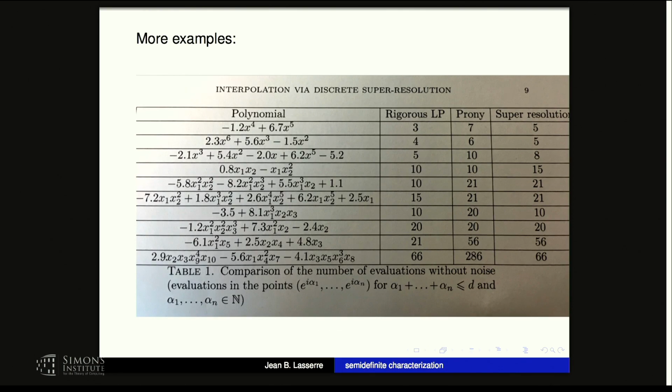Okay, and then we have tried that on several examples. For example, here we have 3 variables, 10 variables. And we have compared the 3 methods: a rigorous LP, Prony, and super resolution. We know that we find the exact solution in this case. And this is the number of evaluations needed to recover your exact polynomial by the LP or super resolution. It's very comparable, either by Prony or super resolution. This is with exact data, no noise.